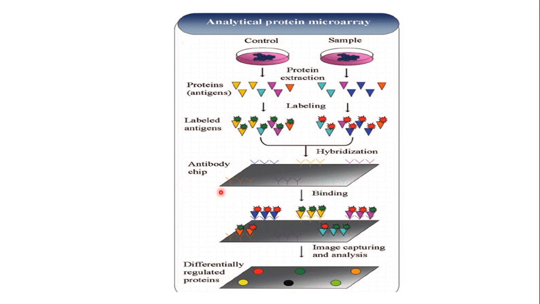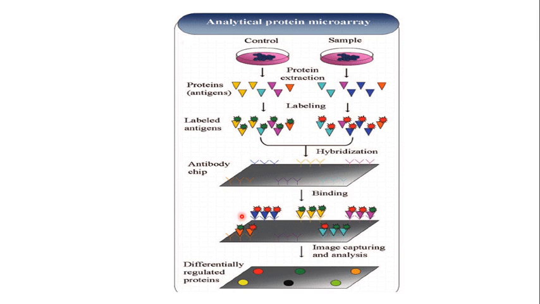In this, if this is your chip and you have these antibodies present on the chip, for example, there are 5 types of antibodies. This is antibody number 1, this is number 2, 3, 4 and 5. Then you are going to add the mixture of the proteins that you have labeled to this protein chip. That means the proteins of the control as well as the proteins of the sample are now going to interact with these antibodies. Then when you go for the hybridization, they bind to their specific antibodies, and then you go for the detection.